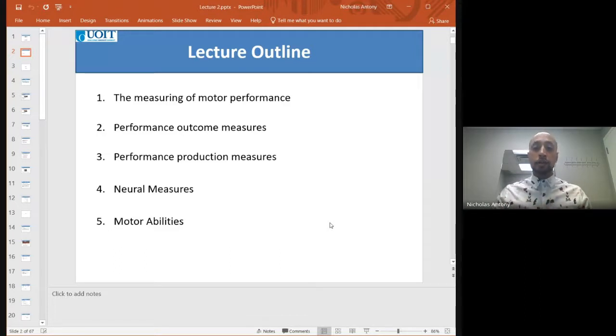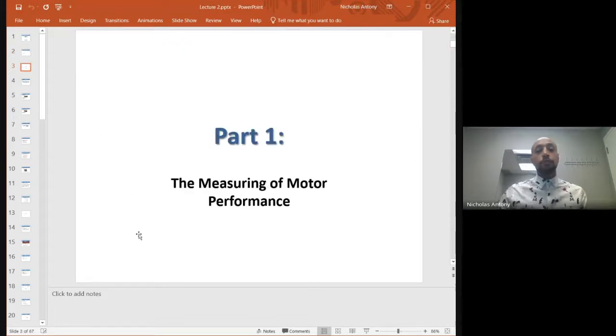So this lecture, now that they've developed ways of breaking down actions, movements, and neuromotor processes, let's talk about the different ways that we can actually grade or evaluate motor skills, and that will allow us to conduct research in it. So we're going to be understanding the need for measuring motor performance. We're going to talk about performance outcome measures, performance production measures, neural measures, and then we're going to finish off with motor abilities.